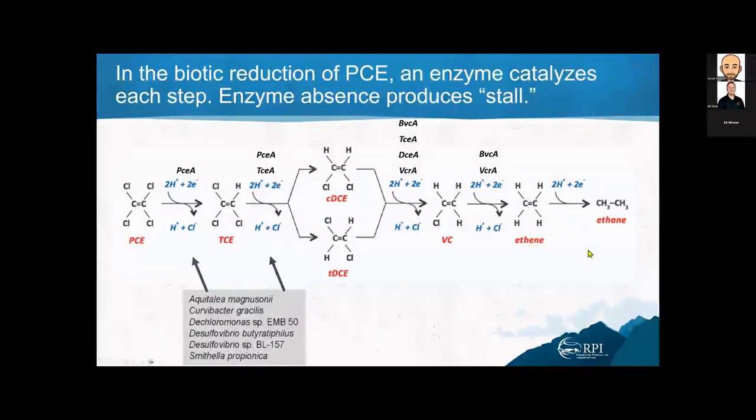In the biotic reduction of PCE, enzymes catalyze each step. The absence of a particular enzyme will result in stalling at that point. Most of you are fairly familiar with the problem of daughter compounds, and those come from having a number of microbes which are facultative dehalogenators, such as I have listed in that gray box with the arrows pointing up. So you have the enzyme, say PceA, and that'll get you to DCE, and that's where you stop.